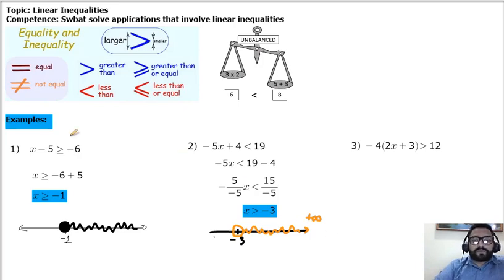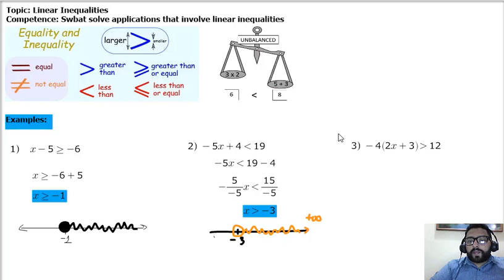So that means that we can take, for example, positive 100, and we replace it for x. We say 100 is greater than negative 3, yes. 5 is greater than negative 3, yes. Basically, we identify values that make our linear inequality true.